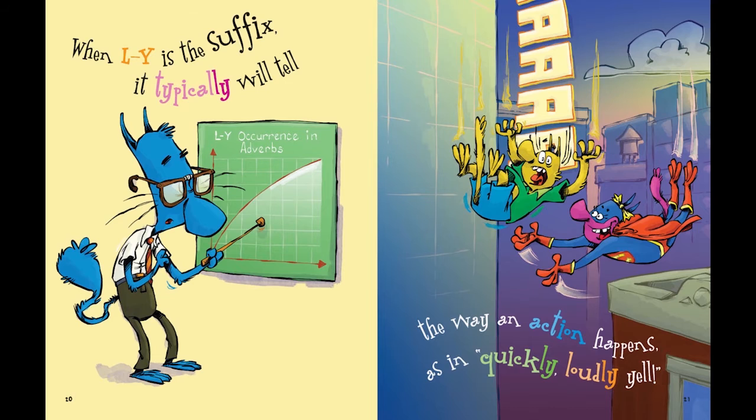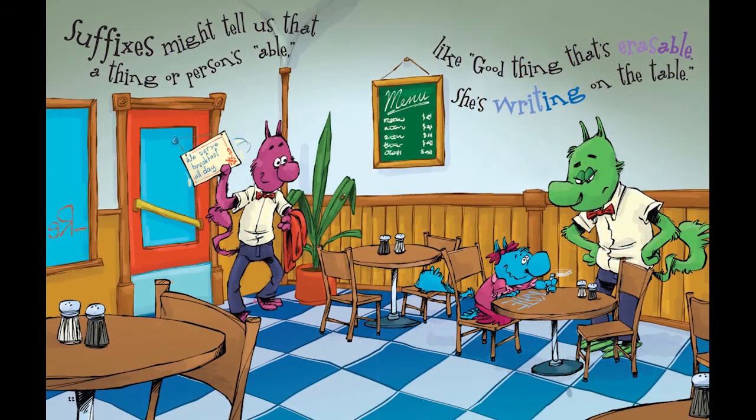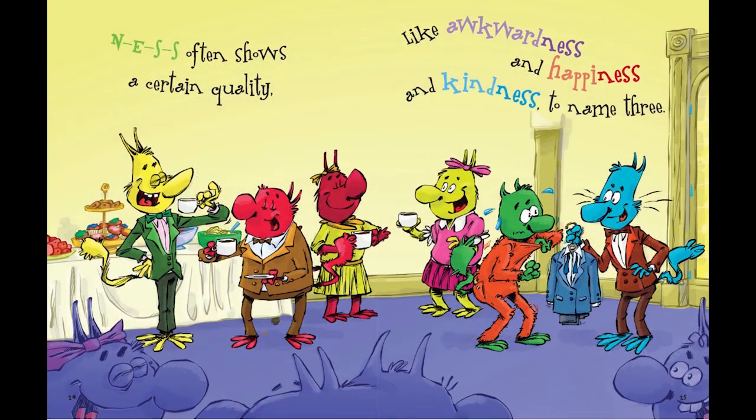When ly is the suffix, you typically will tell the way an action happens, as in quickly, loudly, yell. Suffixes might tell us that a thing or a person is able, like good things that are raceable, she's writing on the table. Ness often shows a certain quality, like awkwardness and happiness and kindness, to name three.